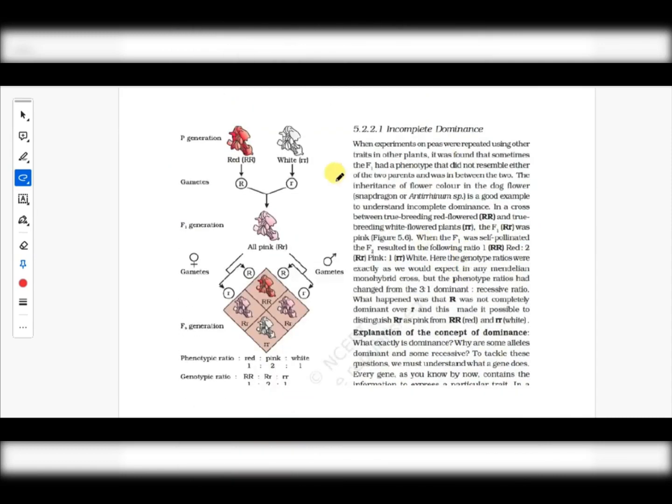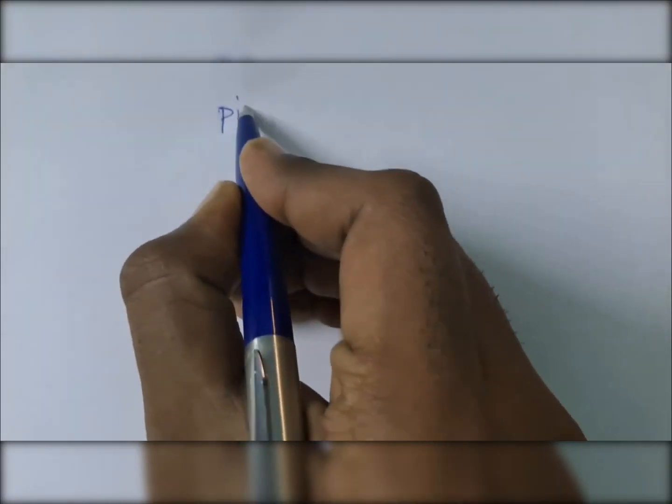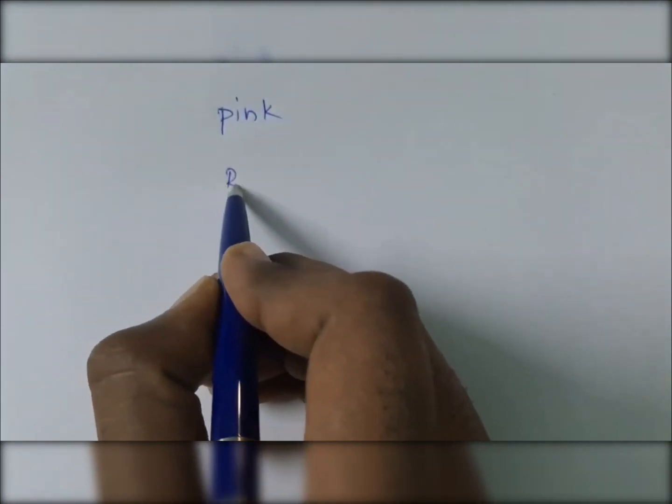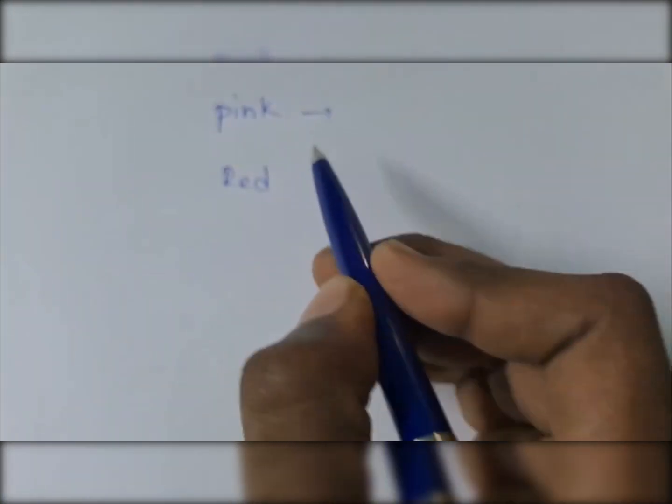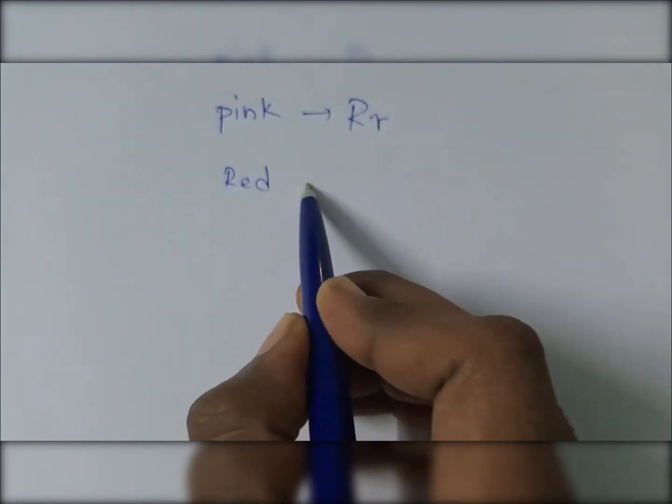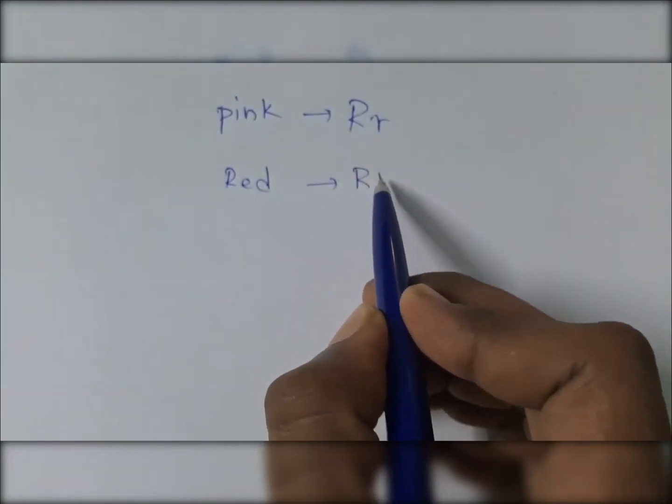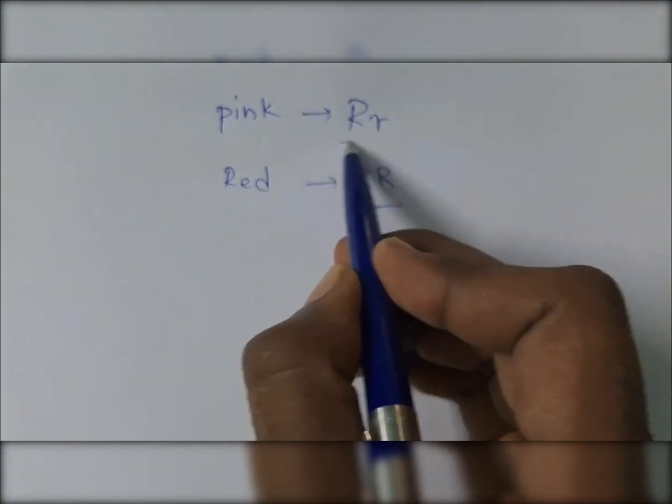You can see the genotypes of the red, capital R homozygous, and small r heterozygous for the white, and you can see the question is in between the pink and red flowers. In pink, we have the heterozygous type, and in red, the capital R homozygous. And when we cross them, we will get the 4 outcomes here.